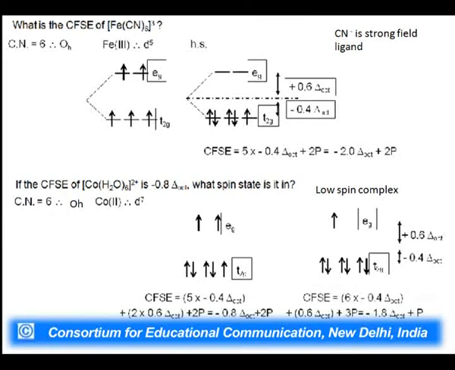Now, in this case, as you can see from the calculations, there are 5 electrons in the T2G set and 2 electrons in the EG, and 2 pairings have taken place.